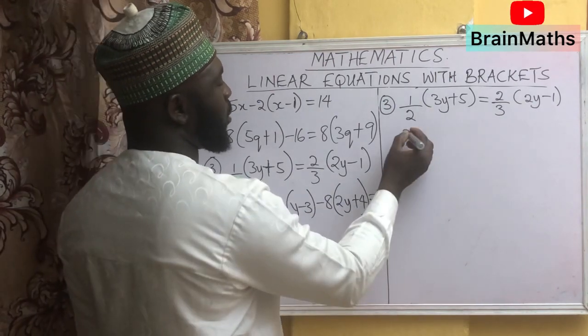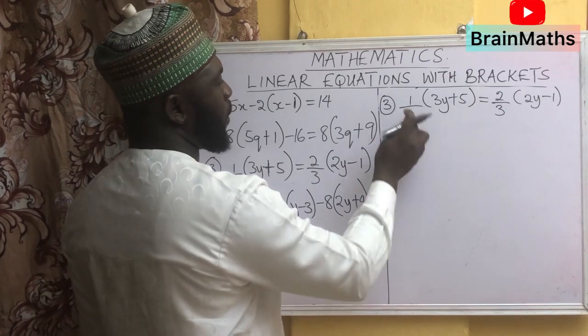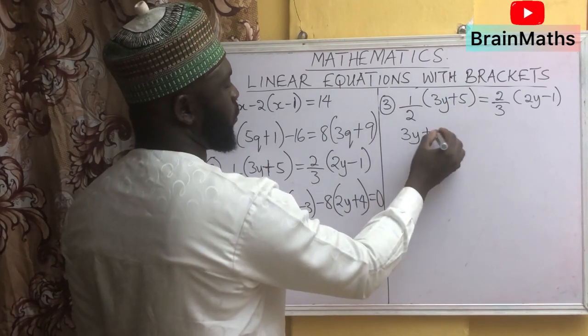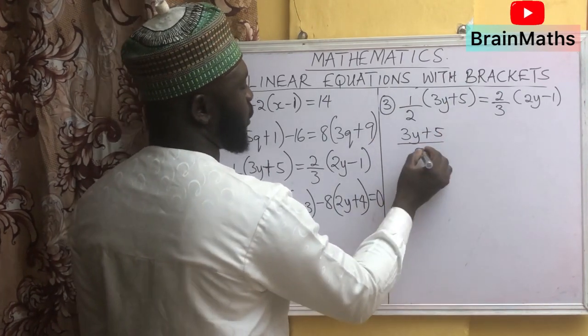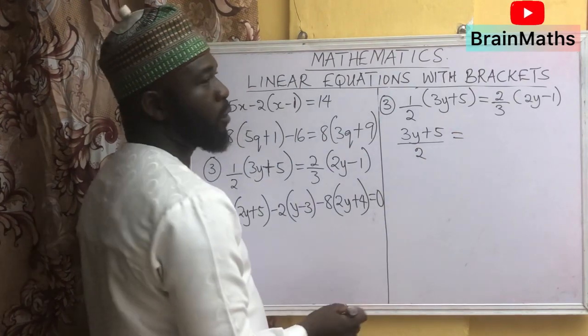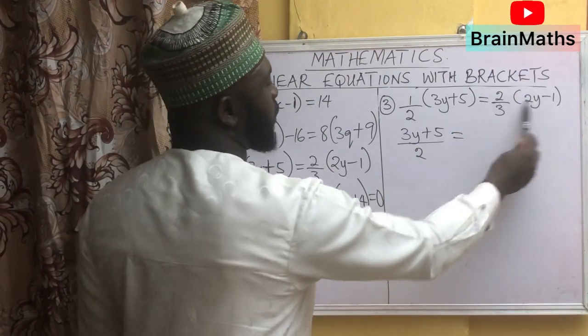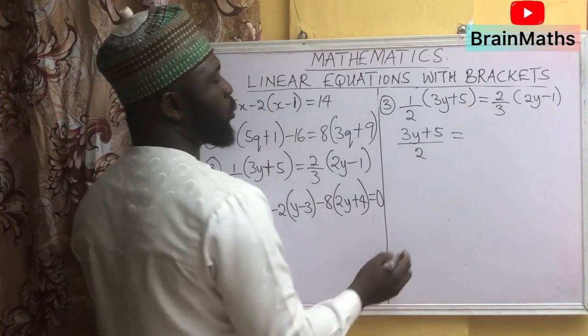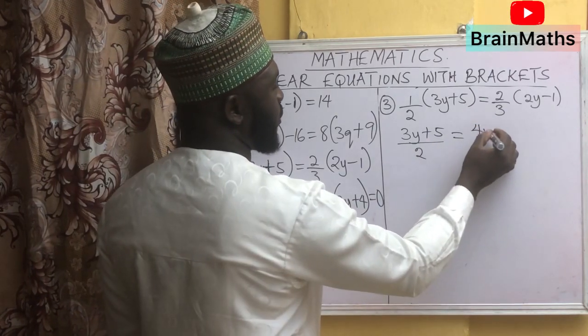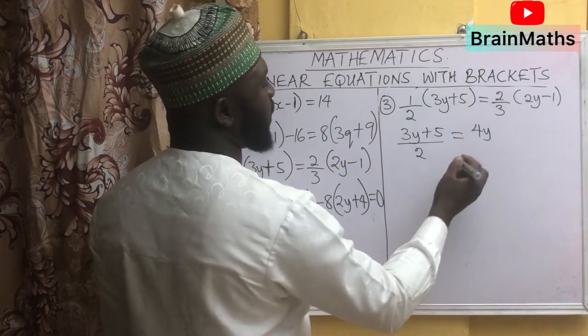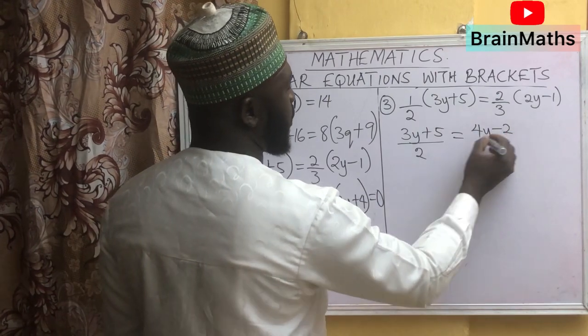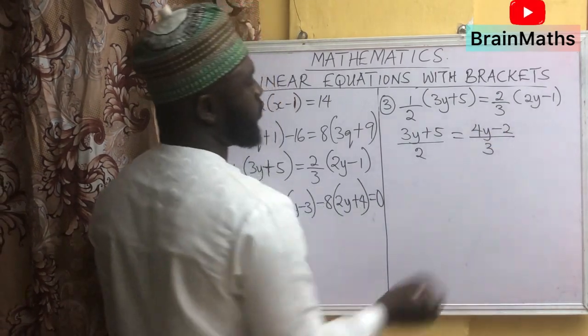So let's open the bracket with 1. 1 times 3y will give us 3y. 1 times plus 5 will give plus 5 over 2, which equals, let's open this bracket with 2. 2 times 2y will give us 4y. And 2 times minus 1 will give minus 2 over 3.